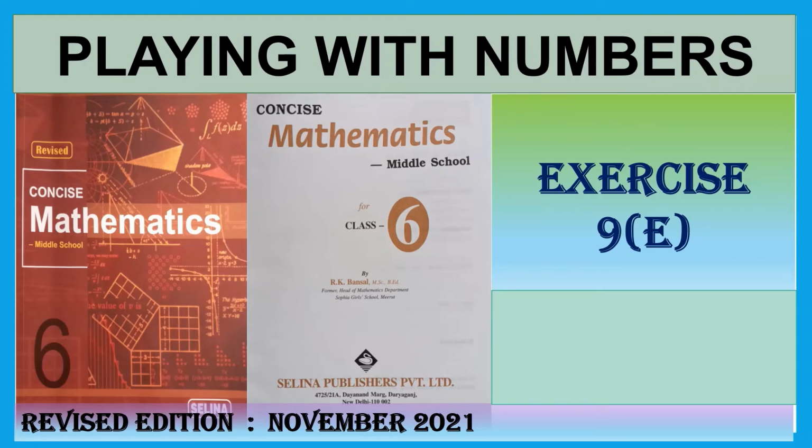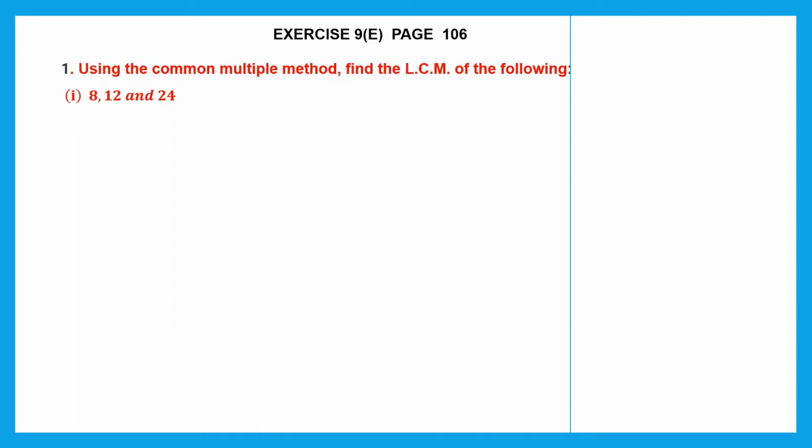Hello students, let's do Playing with Numbers exercise 9E. This is found on page number 106. So now we're going to do LCM, the least common multiple. Question 1. Using the common multiple method, find the LCM of the following.